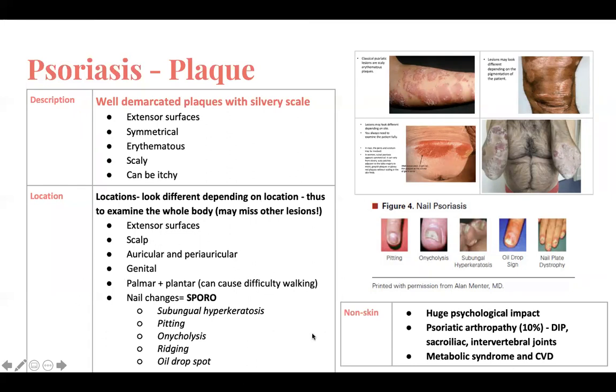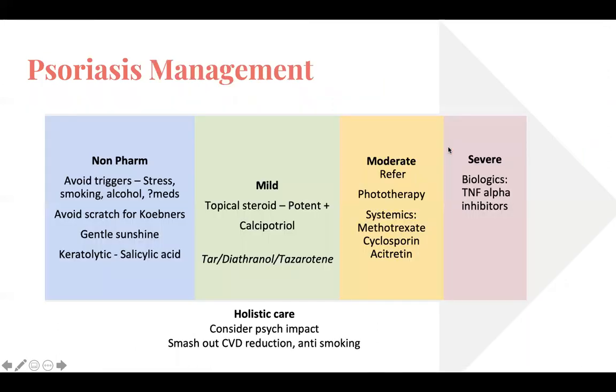Also important to know, there's a huge psychological impact, the arthropathy I mentioned, as well as increased risk of metabolic syndrome. And sorry for the gory pictures, but it's just to show that psoriasis can look different in different areas of the body. In terms of management, you always start with non-pharm, so avoiding triggers.